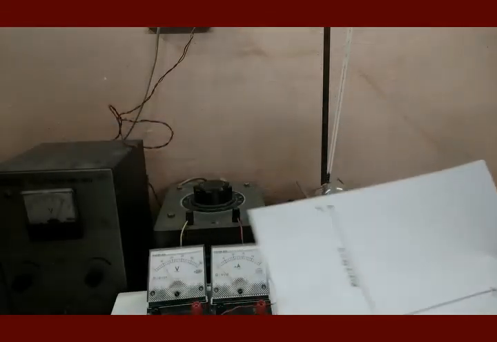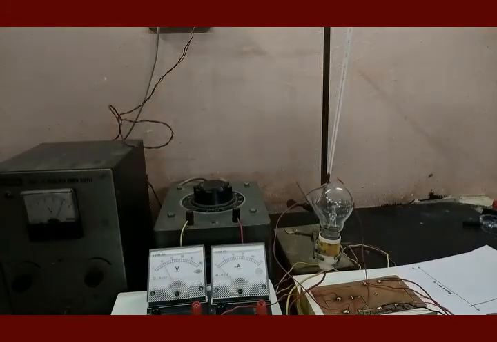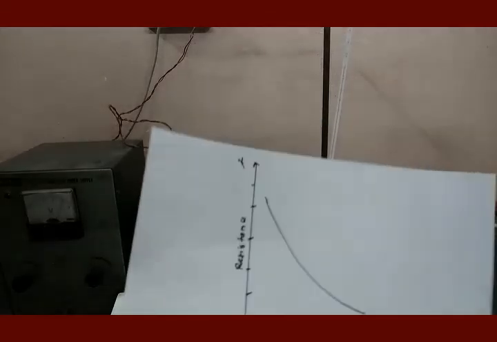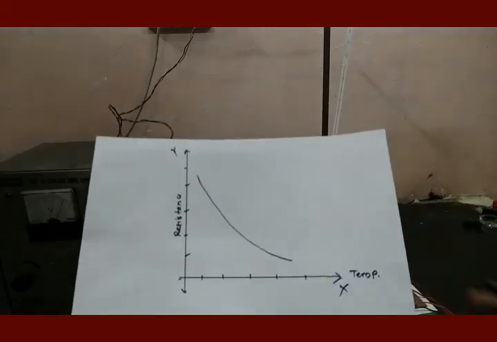The same thing we have to do for rising temperature as well as falling temperature. Whenever you plot the graph for rising temperature, you have to take temperature on x-axis, resistance on y-axis, and when you plot the graph for falling temperature, again you have to take the temperature on x-axis and the resistance on y-axis.